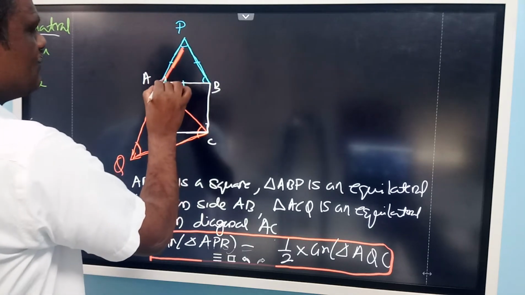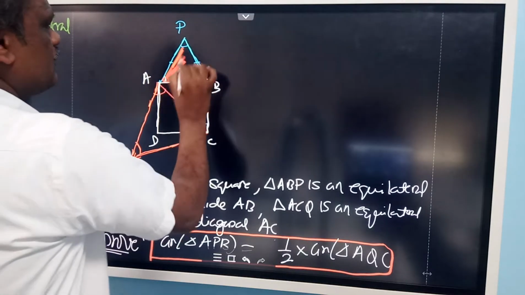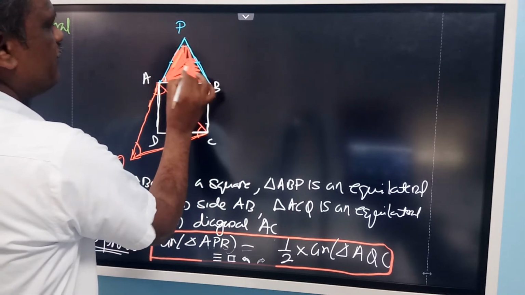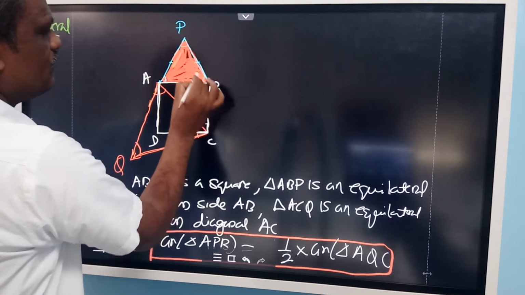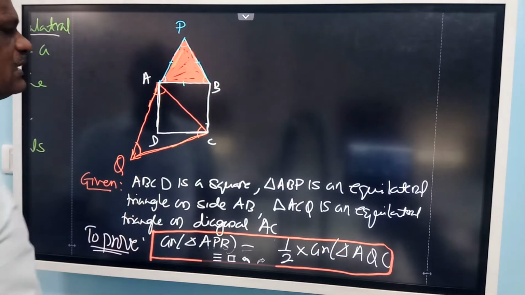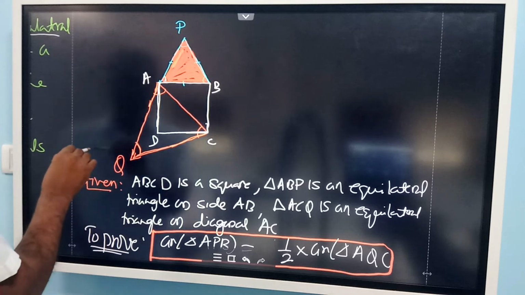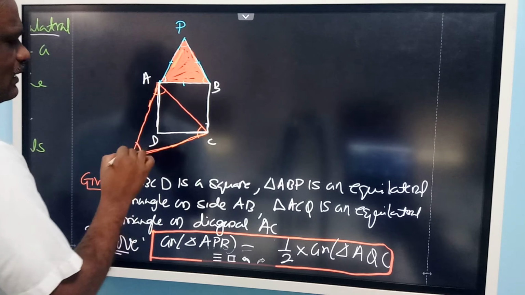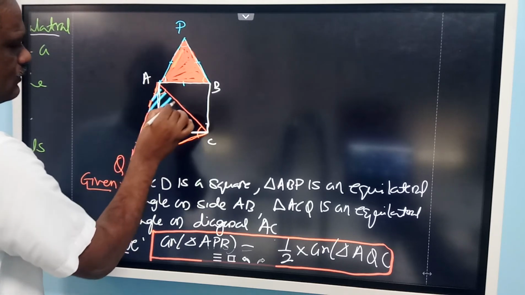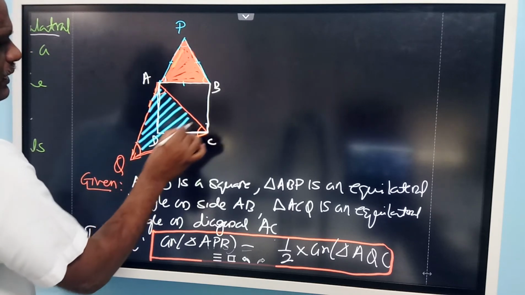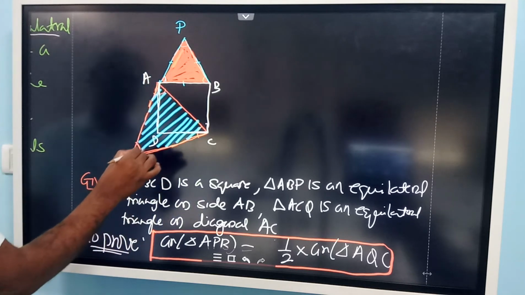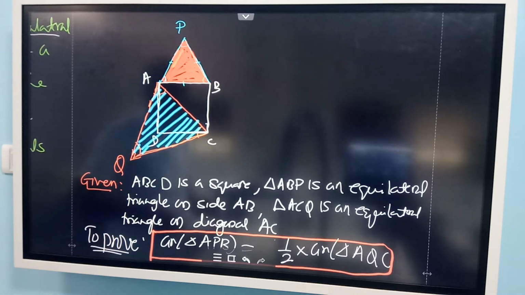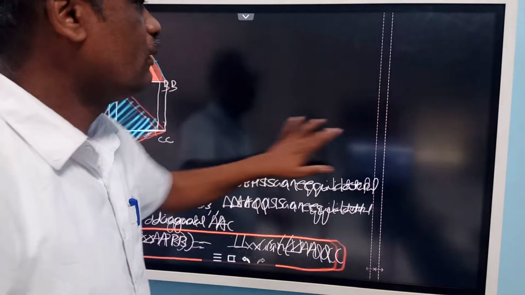This is the triangle described on this side, this triangle. It's an equilateral triangle. Now we have to show that this is a triangle described on this side, and that it is equal to half the area of the triangle described on its diagonal. This is a triangle described on the diagonal, so this area is half of this area. Now what I will do is take up the proof.